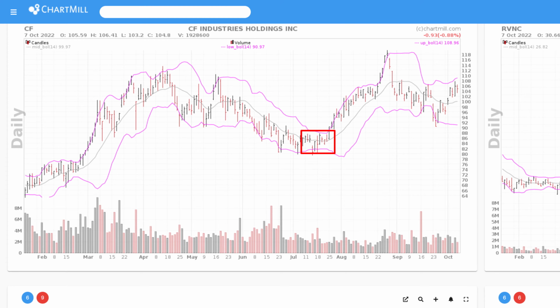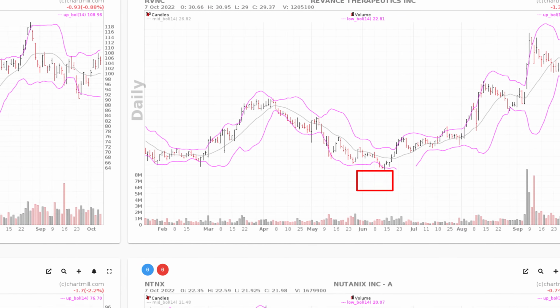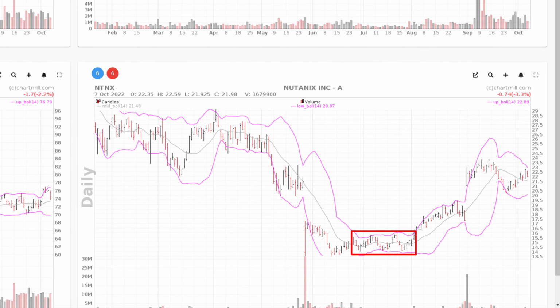Here you can see some other examples of stocks where there were clear signs of contraction in the Bollinger Bands shortly before the actual price breakout.